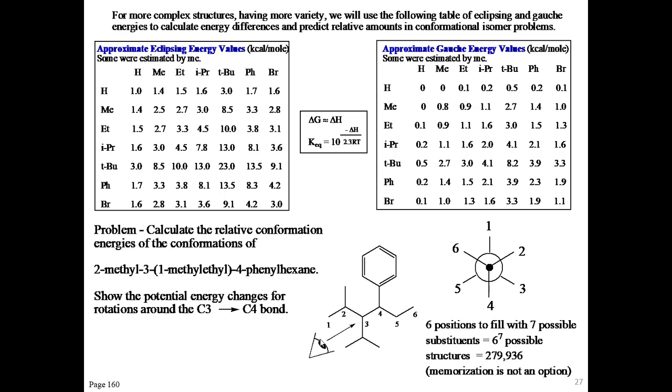So our structure would look something like this. 2, we have a methyl. 3, we have a 1-methyl ethyl, which is the same as isopropyl. 4, we have a phenyl, and then we finish off the molecule. Now I'm going to say that we need to draw C3 to C4. So we would have to find that C3 carbon. That's where we're looking first.